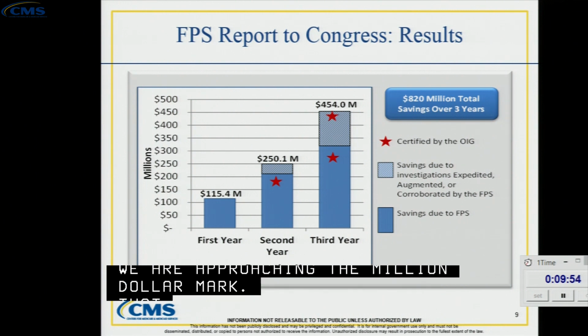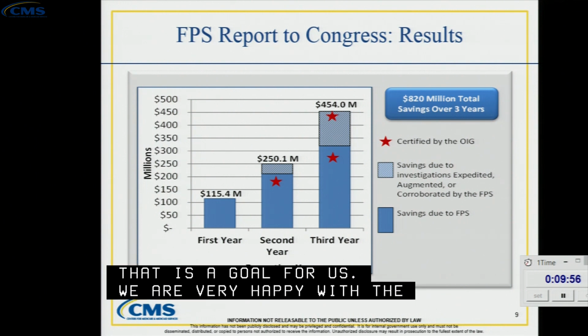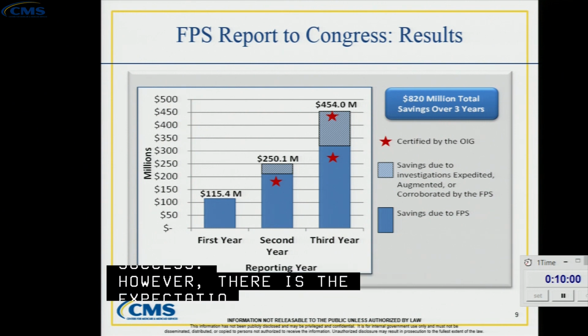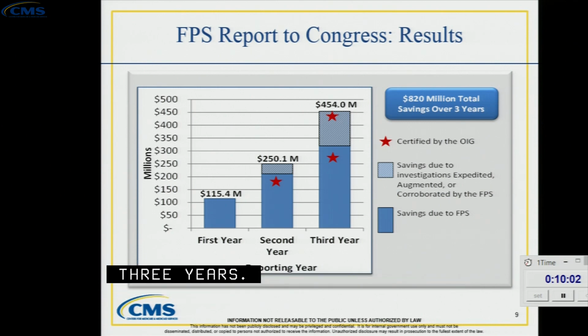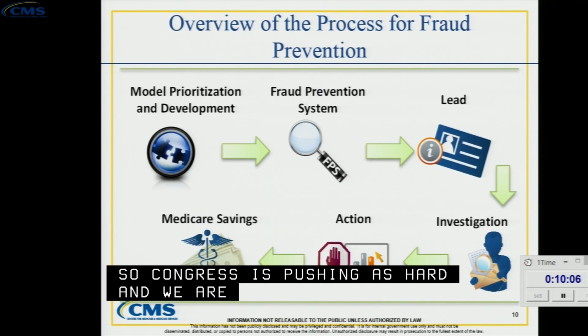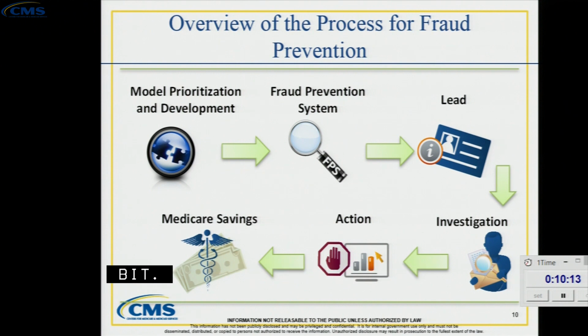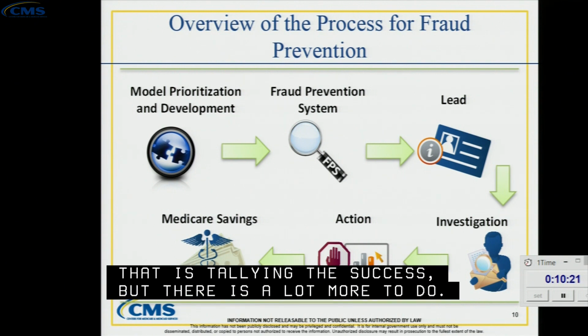However, there's expectation that we're doing $1 billion a year, not $1 billion over 3 years, right? So Congress is pushing us hard, and we're coming up with more innovative ways to leverage the FPS system, and we'll talk a little bit more about that. Okay, so that's touting the success. We're happy with the success, but there's a lot more to do, and I'll talk about some of the things that we'll be doing. But first, a quick overview of the process for fraud prevention.